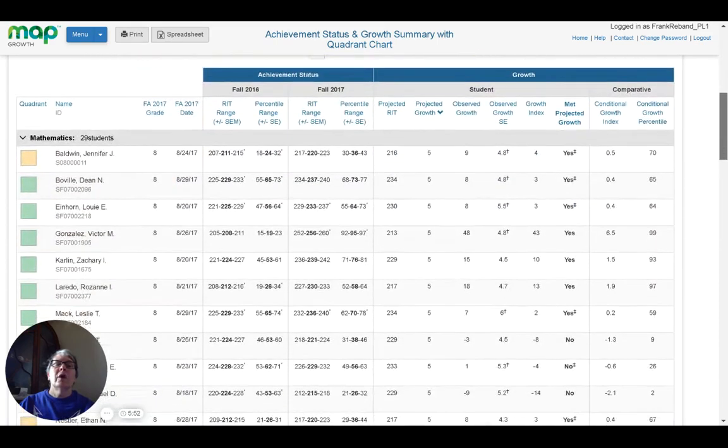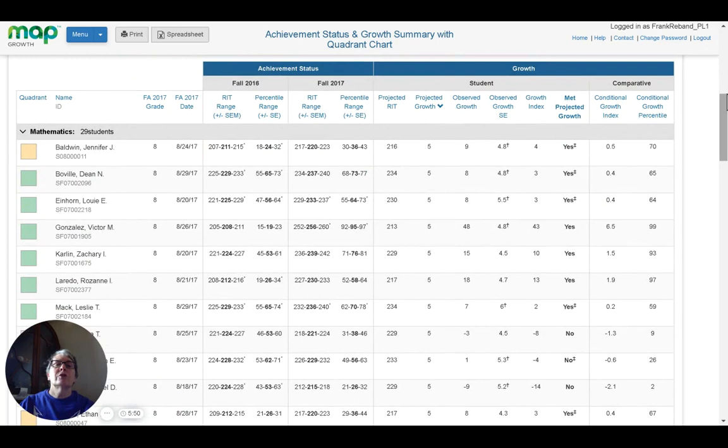However, if I go over and look at some of the growth that's occurring, it may be quite different than that. So let's look at Jennifer. Jennifer scored a 211 in the fall of 16. She scored a 220 in the fall of 17, so she grew a total of 9 points. NWEA projected that she would grow about 5 points based on her scores. The average student would only grow 5 points. So Jennifer grew almost twice as much as expected.